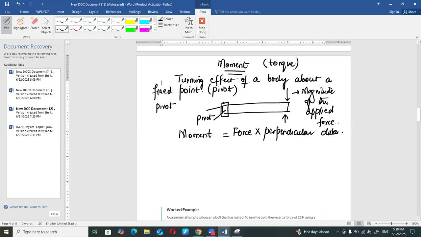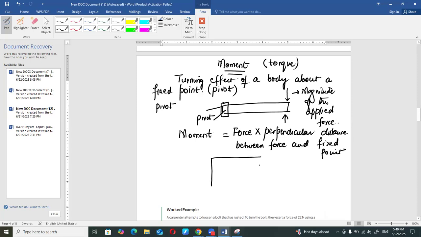between the force and the fixed point. Now, this is very important. It should be a perpendicular distance. I'm giving you an example, then you will understand.